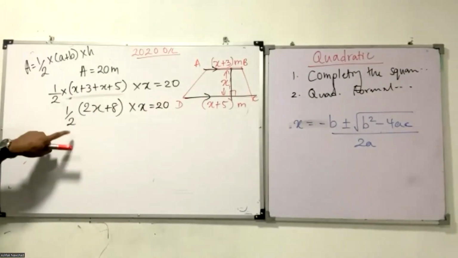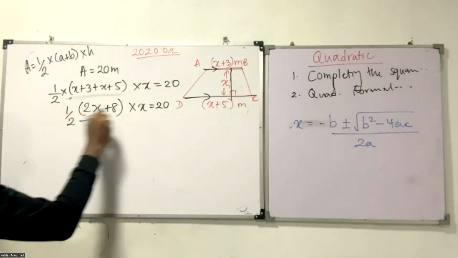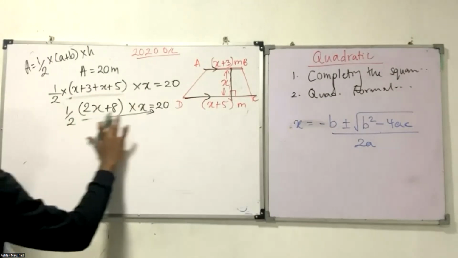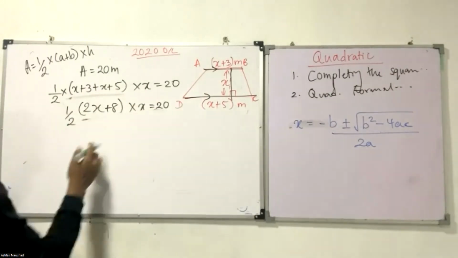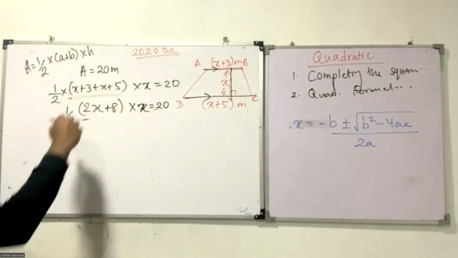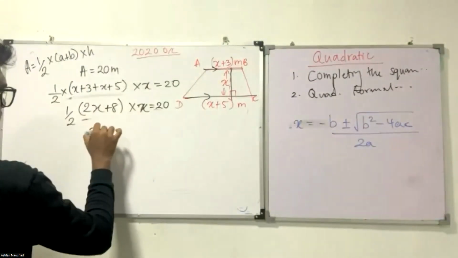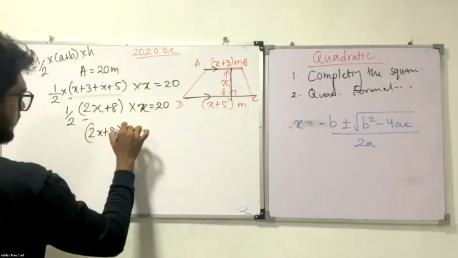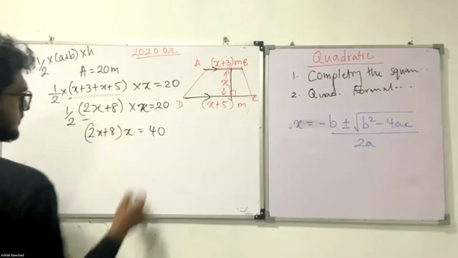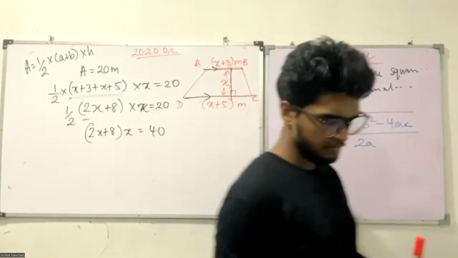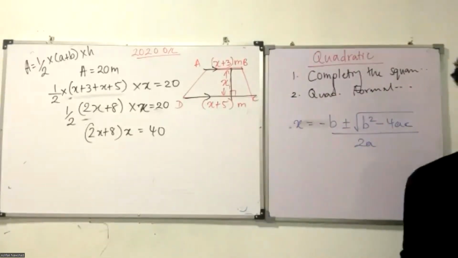In order to eliminate this half, I'm going to take this half to the other side, so the 2 gets multiplied. I multiply them. Then 2x plus 8 into x becomes 40. Is this clear?